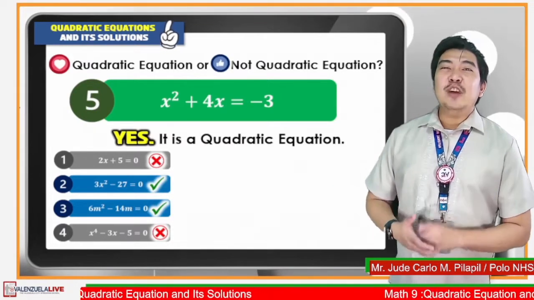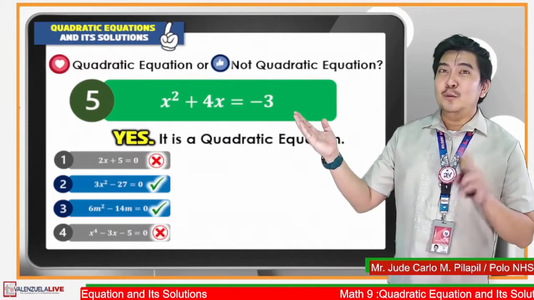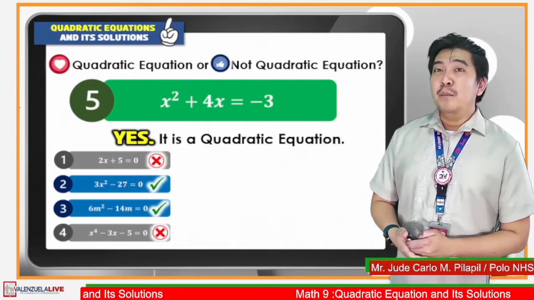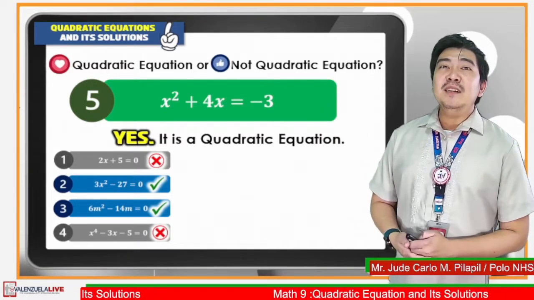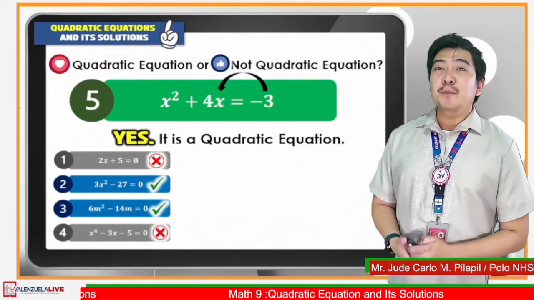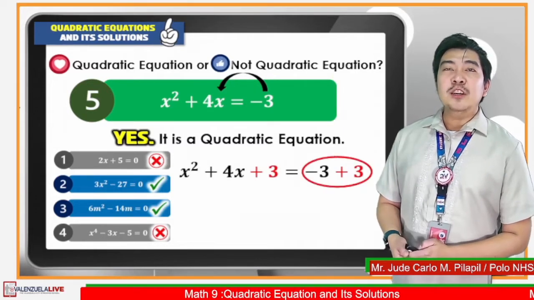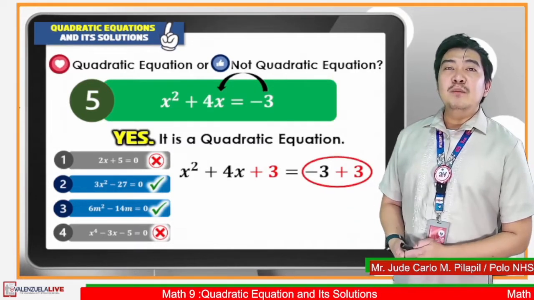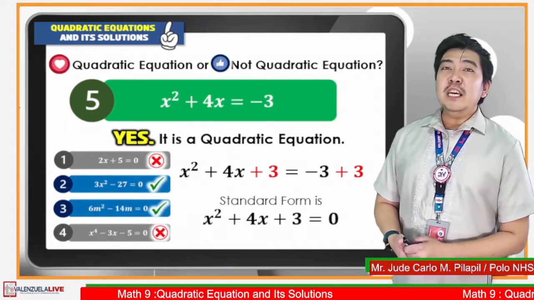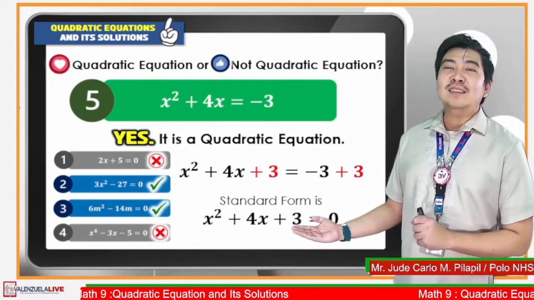It is a quadratic equation since the highest degree of this equation is 2. But we need to rewrite this one in its standard form. We can do that by eliminating negative 3 in the right side of the equation using addition property. Let us add 3 to both sides of the equation. By simplifying the terms, we will obtain x squared plus 4x plus 3 is equal to 0. So this equation is already written in its standard form.